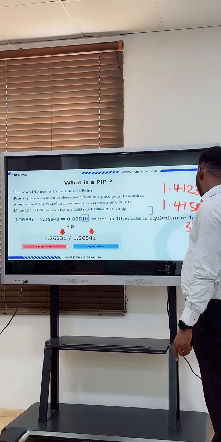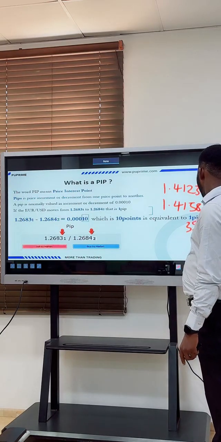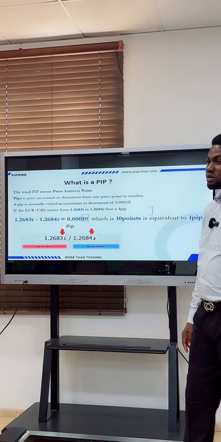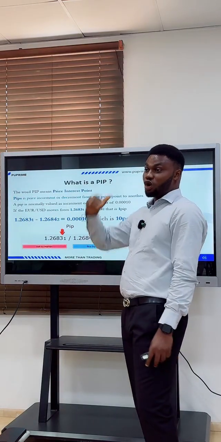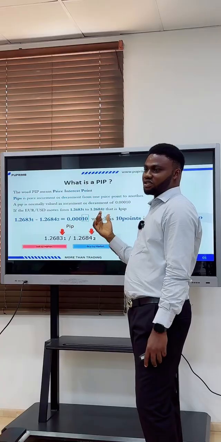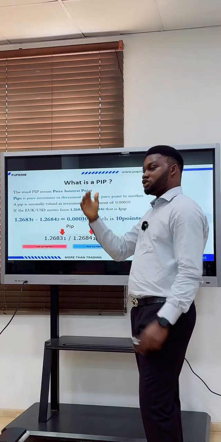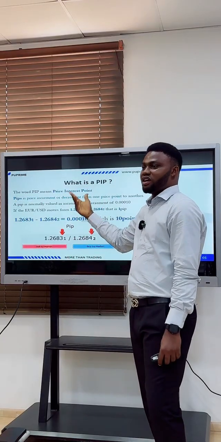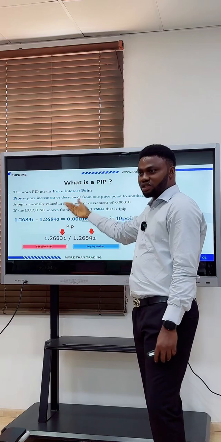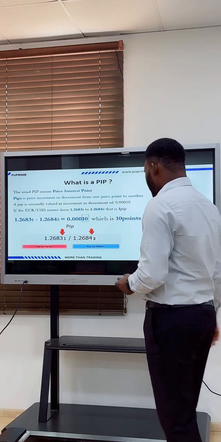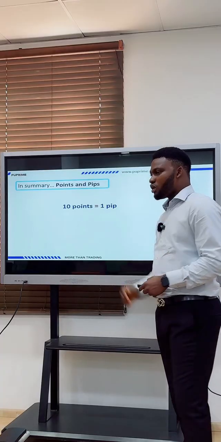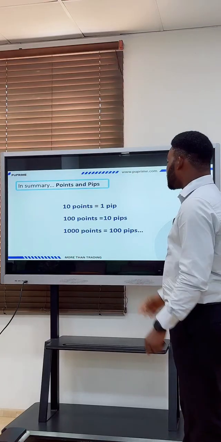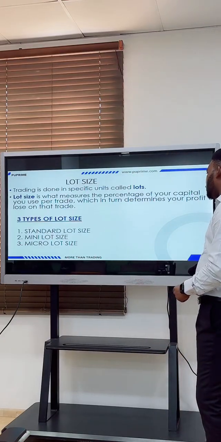How does this differ from what I explained about 2 weeks ago? It's not really different. Then we used normal figures to explain it, but now we are using the way the market actually shows prices. That's the only difference. In summary, 10 points is equivalent to 1 pip, 100 points is equivalent to 10 pips, and 1,000 points is equivalent to 100 pips.